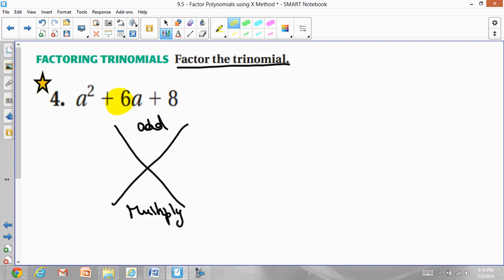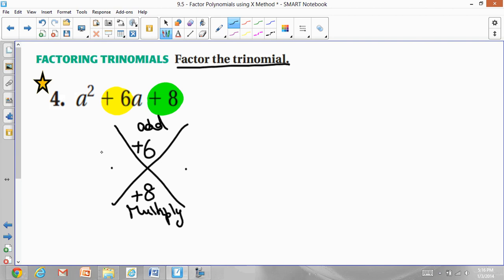So the middle one, which is positive 6, and the positive 8. Positive 6, I'm going to write it over here, and positive 8, I'm going to write it over here. It'll be best to write it with the sign. So the middle one, positive 6, goes in the middle in the add. The last one goes in the bottom. Now you need to think, what two numbers, when multiplied, will give you an 8, and the same two numbers, when you add, give you a 6.